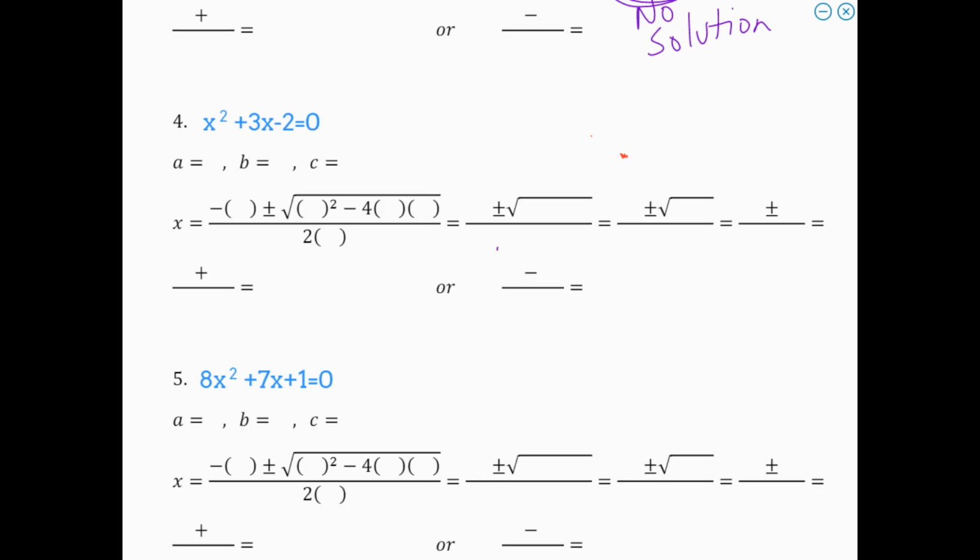So example number 4. What's my A going to be? 1. What's my B? And my C? Did I have to rearrange this one? No. So in my first parentheses there is going to be what? That I have to fill in the blank. 3, right? Then in my second parentheses, 3. My next one, 1, and on bottom, 1.